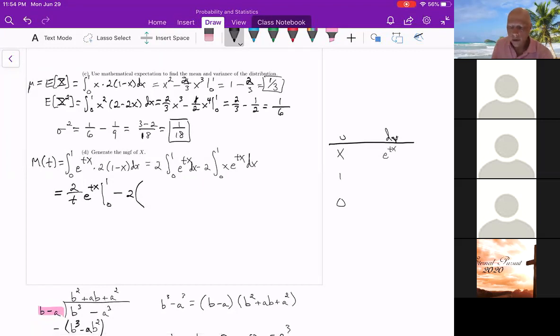And so whereas you took the derivatives for u, for dv, you take the integrals. So the integral of e to the tx is 1 over t e to the tx. The integral of that is 1 over t squared e to the tx. And then what you do is you want to multiply the diagonals.